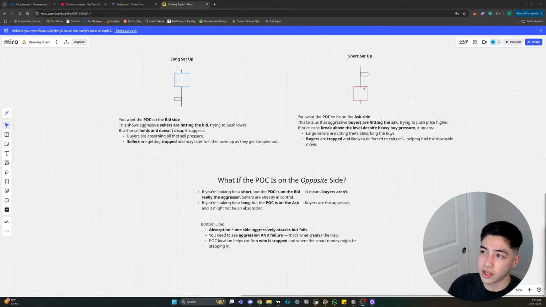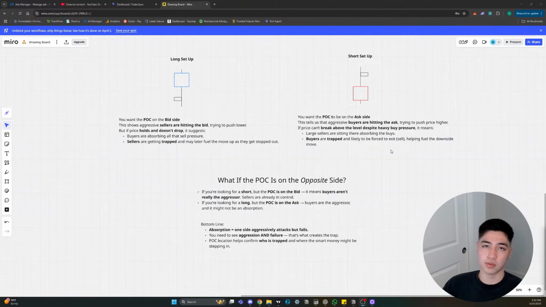And it's the complete opposite for a short setup. You want the POC to be on the ask. You don't want it to be on the bid when looking for a short. And if it's on the ask, then this is telling us that buyers are aggressively hitting the ask. They're trying to push price higher, and if price can't break above that level despite the heavy buying pressure, then it probably means that large sellers are sitting right here absorbing all of that buying pressure, and buyers are getting trapped and likely forced to exit or sell, helping fuel the downside move.